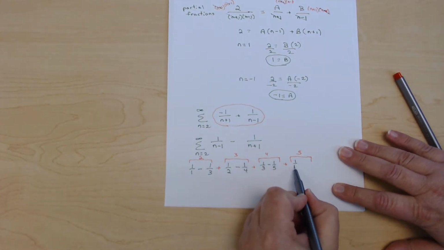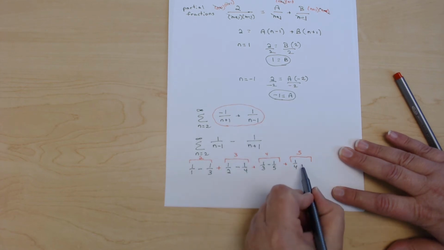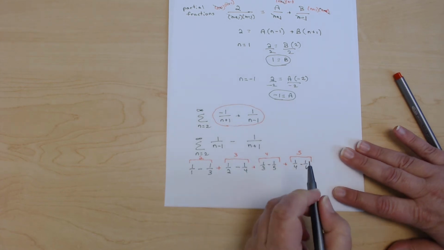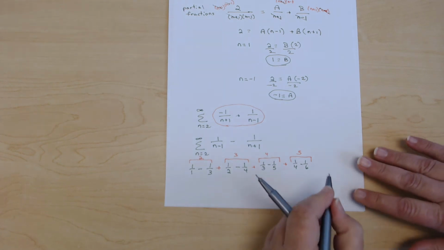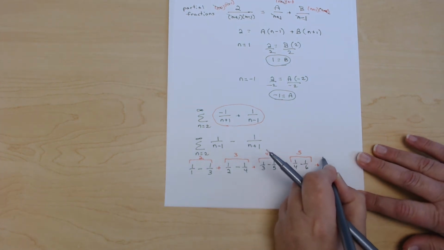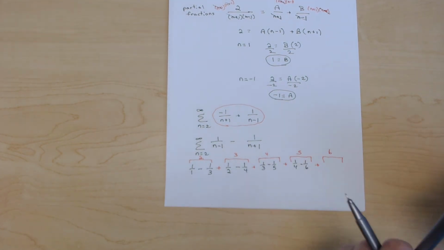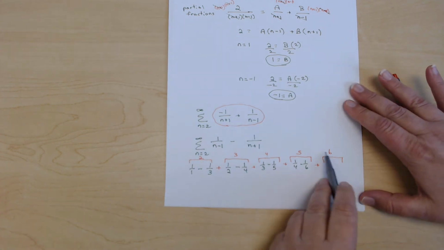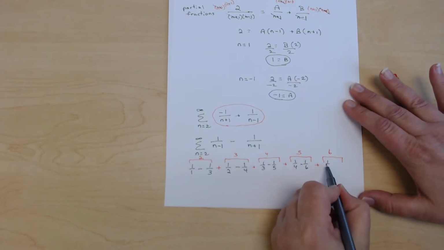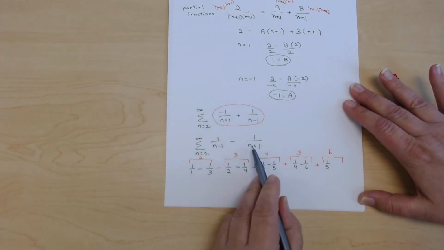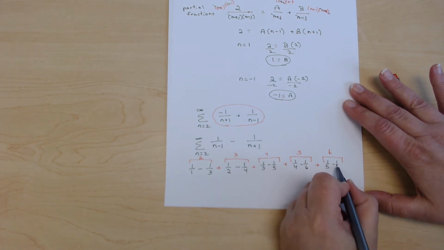Okay, we're doing okay. Let's at least do one more. Let's do 6. When I plug in a 6, I get 1/5, and then minus 1/7.